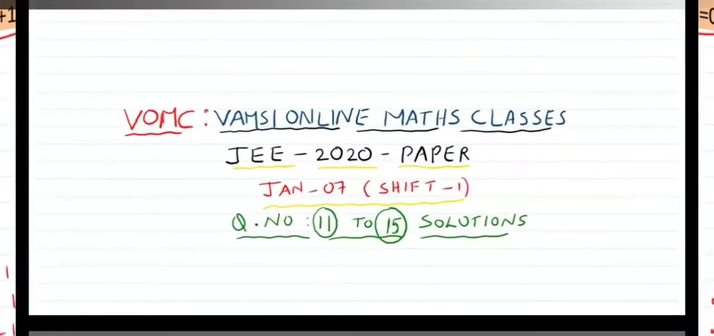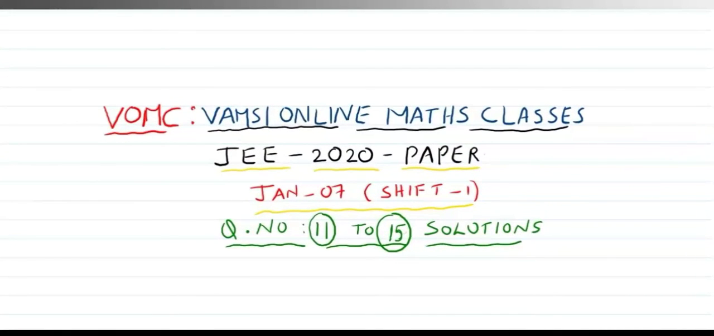Okay friends, in the next video I am going to discuss the same paper, JEE 2020 mathematics paper, January 7th, shift 1, question numbers from 11 to 15 solutions with clear explanations.